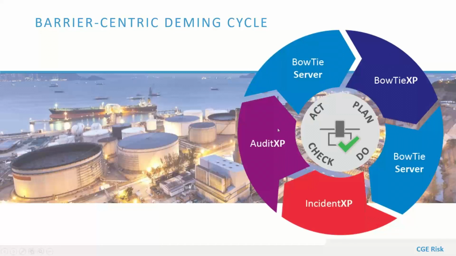However, if you want to be more proactive, you could apply AuditXP. And AuditXP would allow you to do that checking phase and measure the performance of your controls before they are used and before you discover that they are maybe not as good as you wanted them to be. Of course, based on those results, you can then continue to the acting phase. Together with the reporting possibilities of Bowtie Server and BowTieXP, you could then improve and decide where resources should be allocated. Based on that, you can then continue and improve your initial plan.